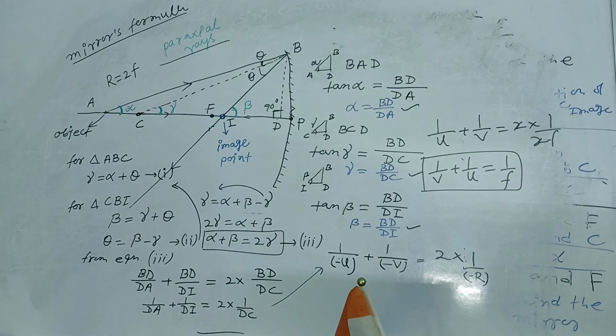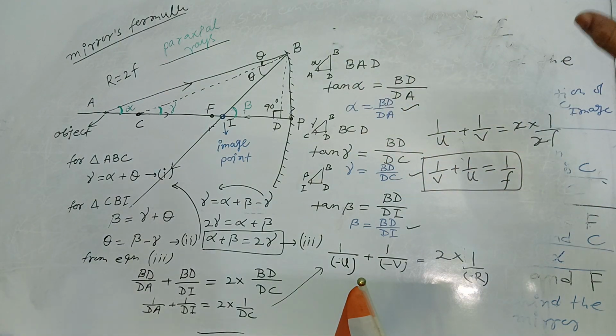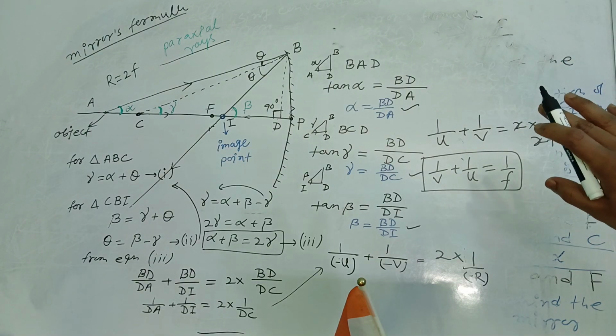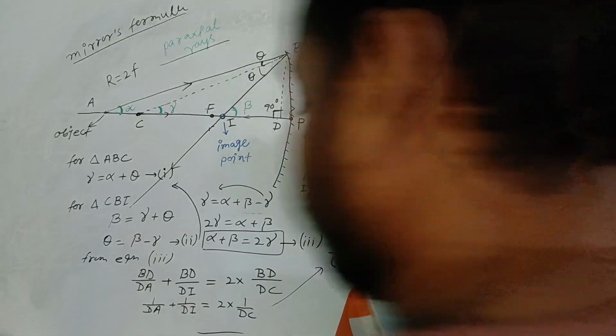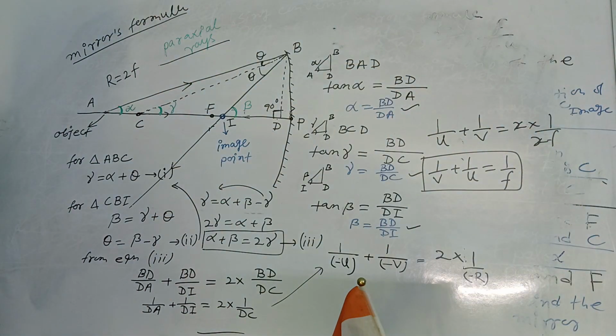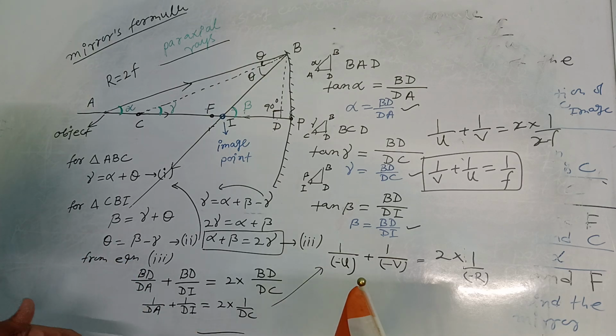Okay, is it visible? Yes, this is visible. So you can see it is written. So this is the derivation of the mirror formula. I hope it is understandable. Understood? Next we will discuss magnification.